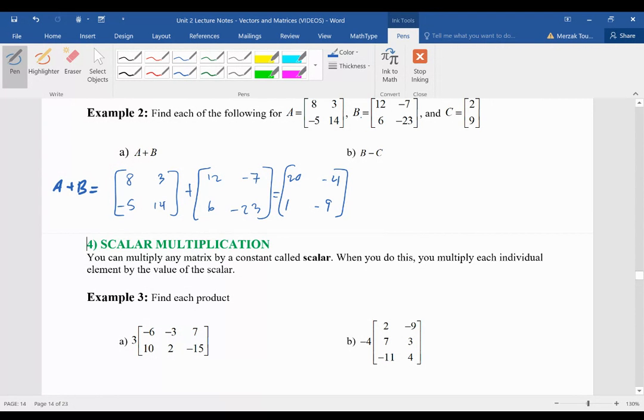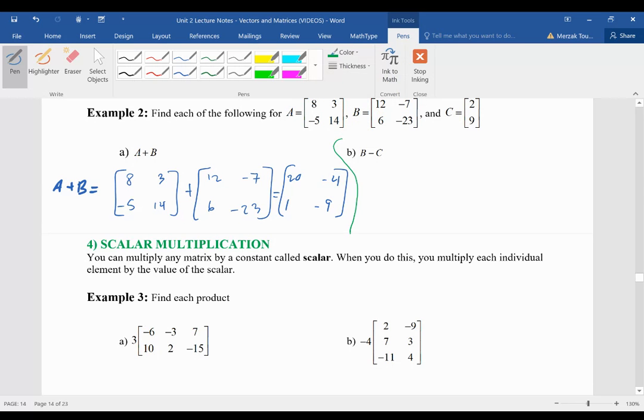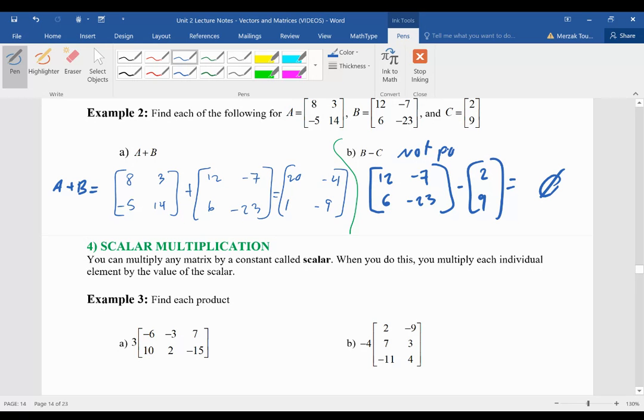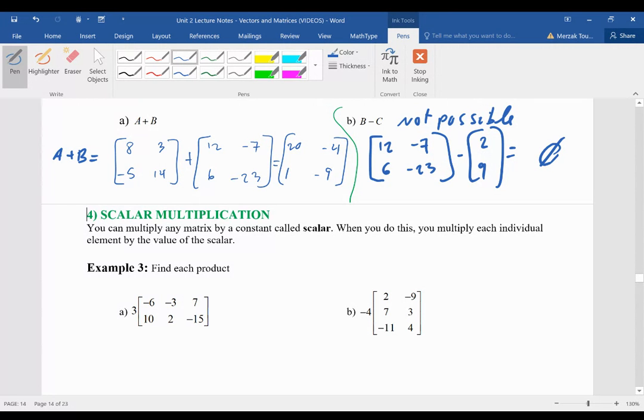All right, B minus C. So let's work on B minus C. Matrix B minus C. Well, it can't be done. This cannot be done. And you see that B is 12, -7, 6, -23. C is 2, 9, and we got a problem. We got a problem. So 12 minus 2, and then -7 minus what? So that cannot be done. Okay, not possible. You can just say not possible. You don't have to really write whatever I did over here.